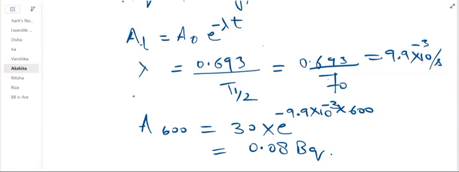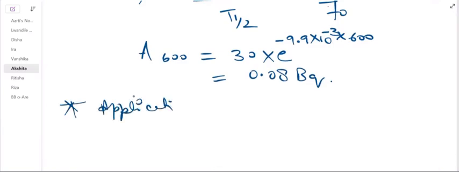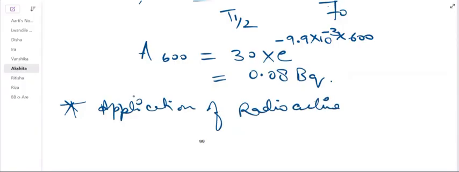Okay, so your homework will be to study the applications of radioactive isotopes. Do it on your own. What are the applications of this?